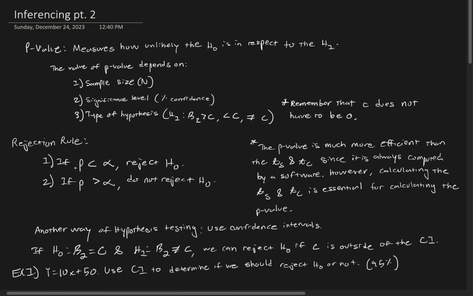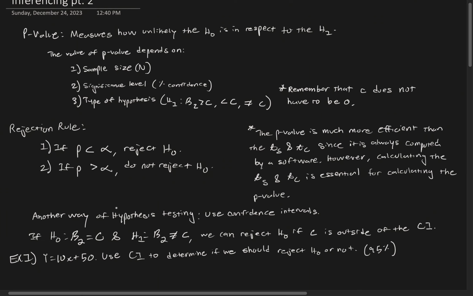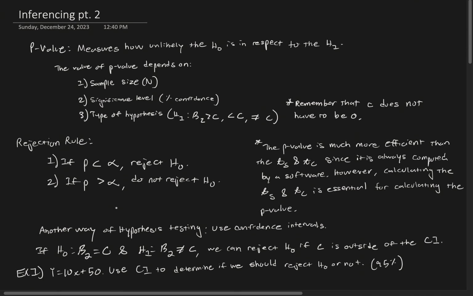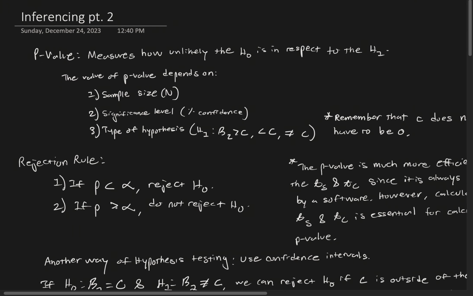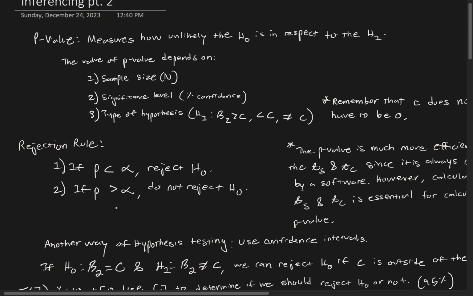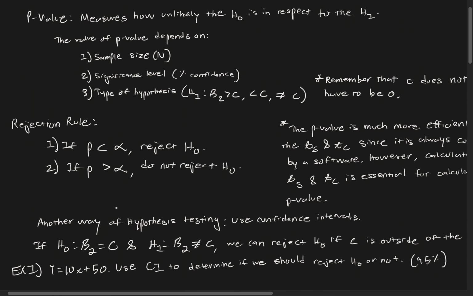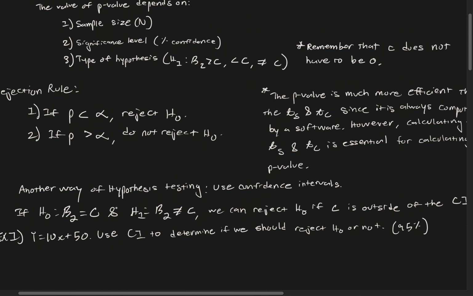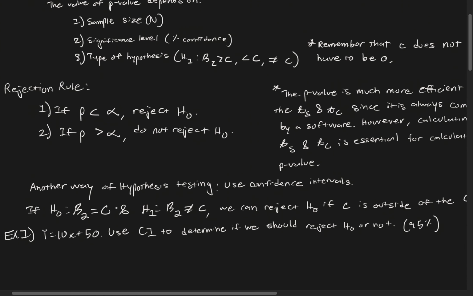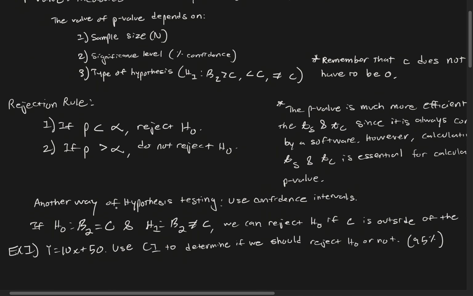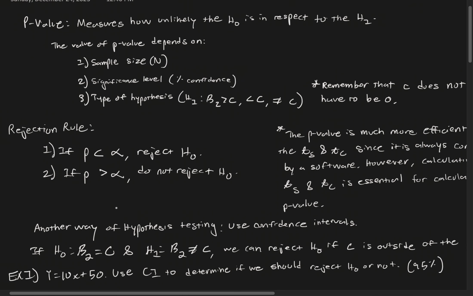And when I say C here, just remember that C doesn't have to be 0. We might want to find out whether income has an effect of at least 5 on food expenditure, not 0. The null doesn't have to say that income has no effect at all. It can say it has an effect of 10 or 5, as we will see in this lecture.